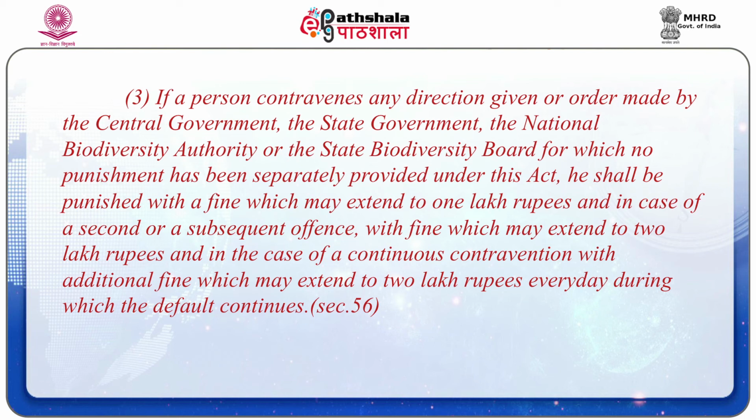Number 3, if a person contravenes any direction given or order made by the central government, the state government, the National Biodiversity Authority or the State Biodiversity Board for which no punishment has been separately provided under this Act, he shall be punished with a fine which may extend to 1 lakh rupees, and in case of a second or a subsequent offence with fine which may extend to 2 lakh rupees, and in the case of a continuous contravention with additional fine which may extend to 2 lakh rupees every day during which the default continues, according to section 56.